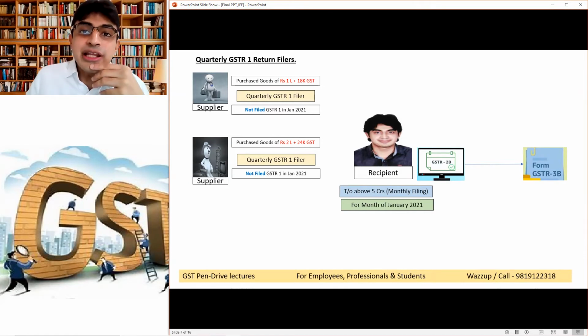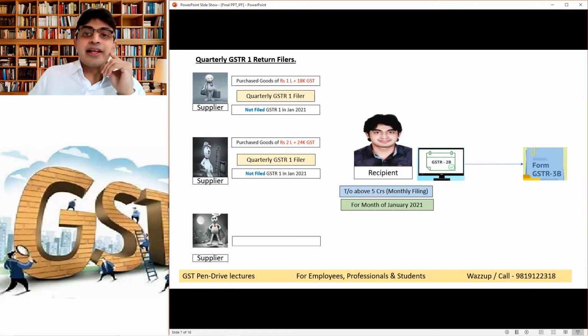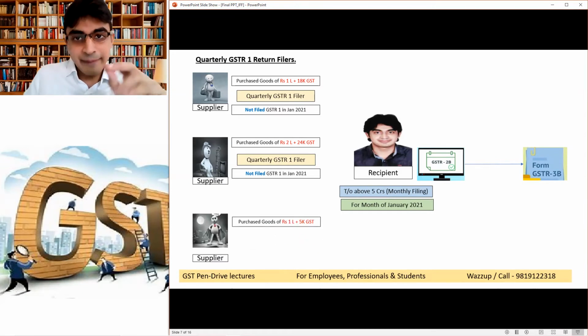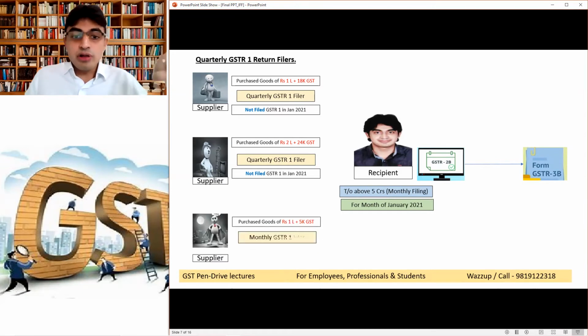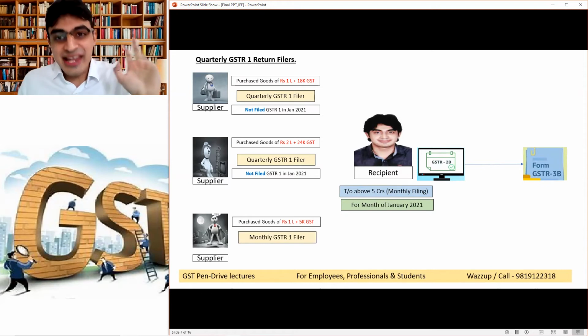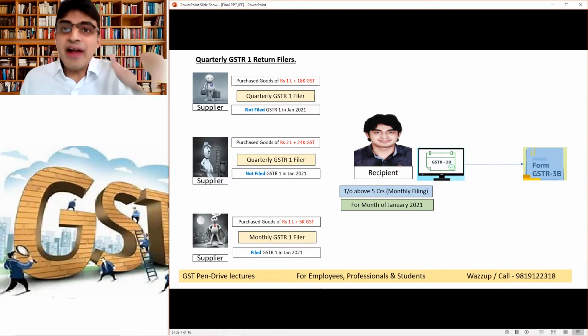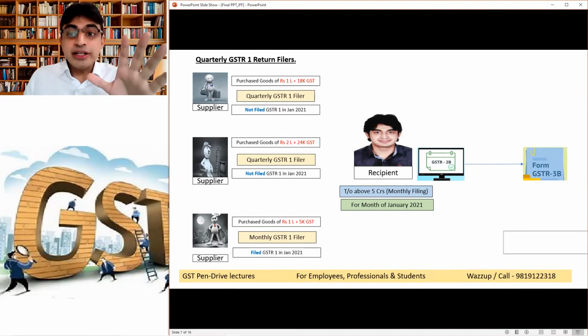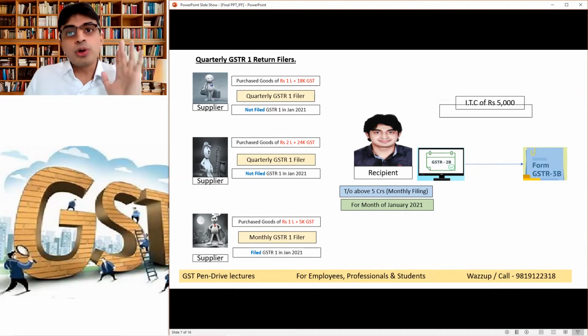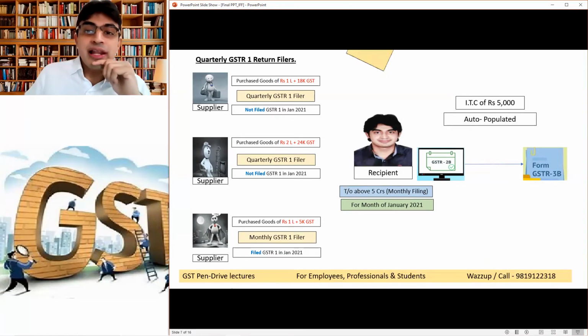So this ITC is also not coming. From this supplier, I purchased goods of say 1 lakh plus 5,000 GST. Now this is the good one. He is a monthly GSTR1 filer. So he filed GSTR1 correctly. So at least this 5,000 got auto-populated in my 2B as well as 3B.